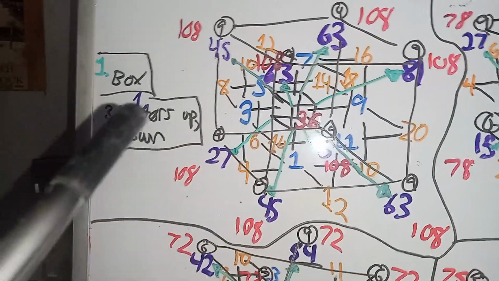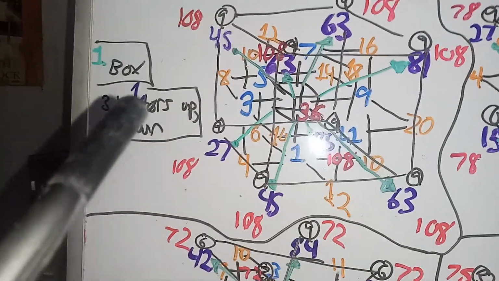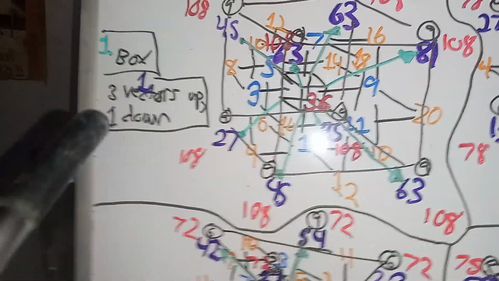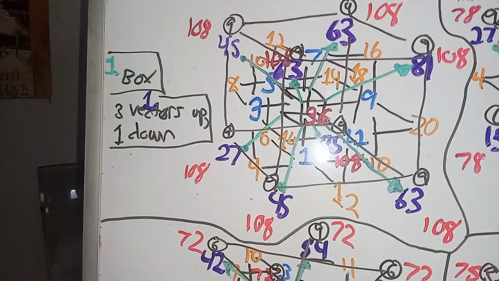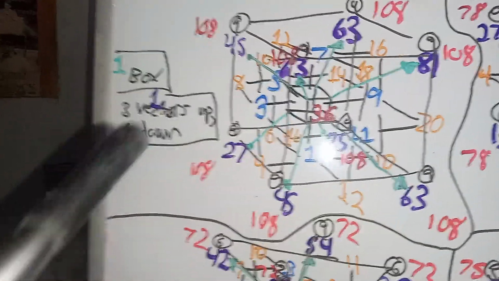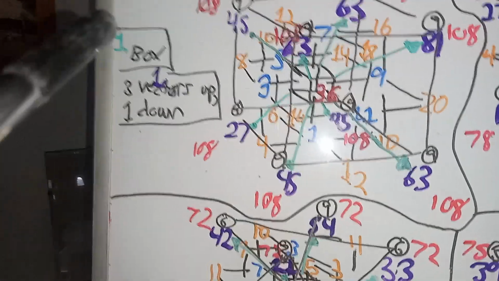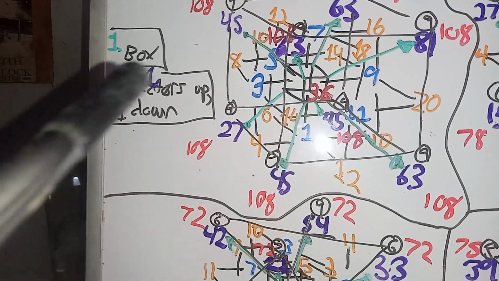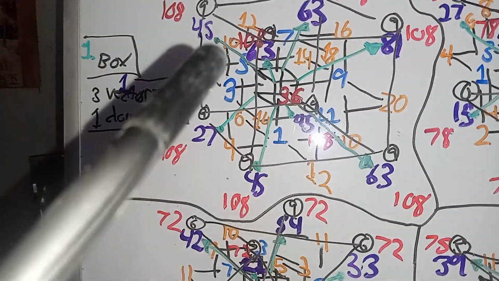Now in purple, I list the 369 shapes. In green I list the 3 vectors up, 1 vector down. No, and I did that backwards. Green should have been the purple ones. Okay, number 1 is box.